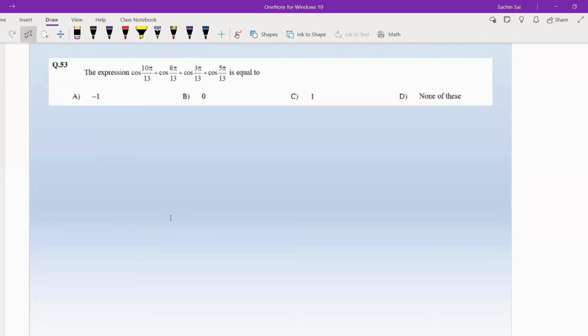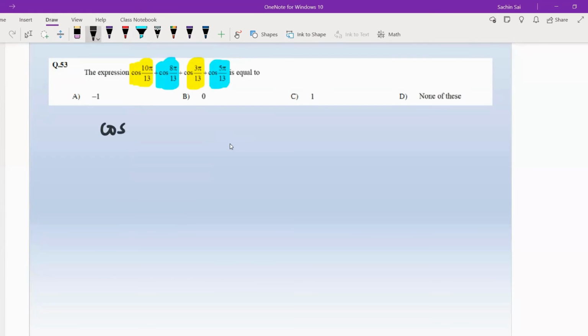Question 53, trigonometric expressions given. So whenever you have a summation of trigonometric ratios, always pay close attention to the angles, right? So here I have 10 pi by 13 and 3 pi by 13. What happens when I add them? The sum will be pi. Similarly, if I add 8 pi by 13 and 5 pi by 13, I will get pi, right?